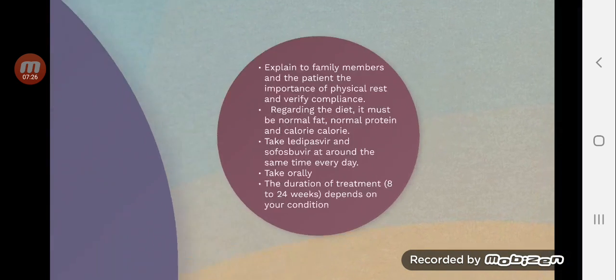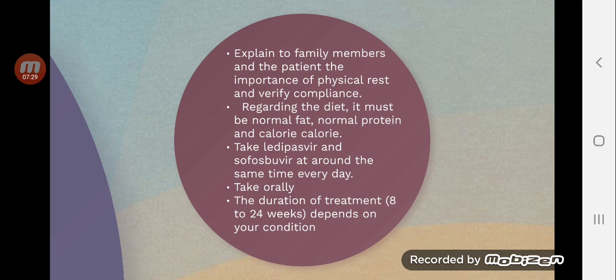Application in nursing. Explain to family members and the patient the importance of physical rest and verify complaints. Regarding the diet, it must be normal fat, normal protein, and calorie. Take Ledipasvir and Sofosbuvir around the same time every day. Take orally. The duration of treatment is 8 to 24 weeks, depending on your genotype.